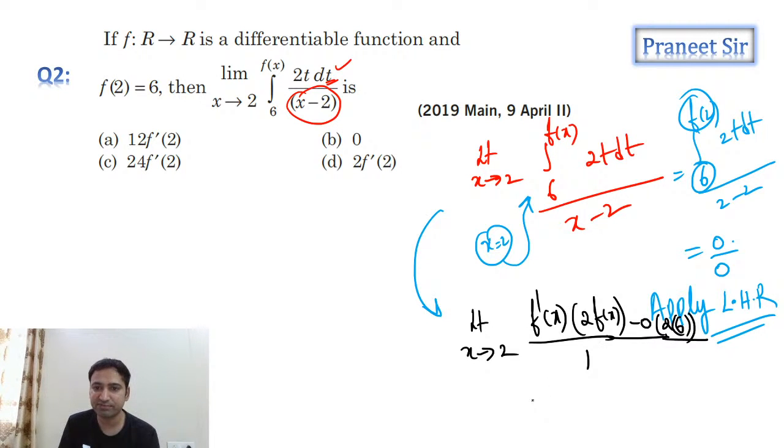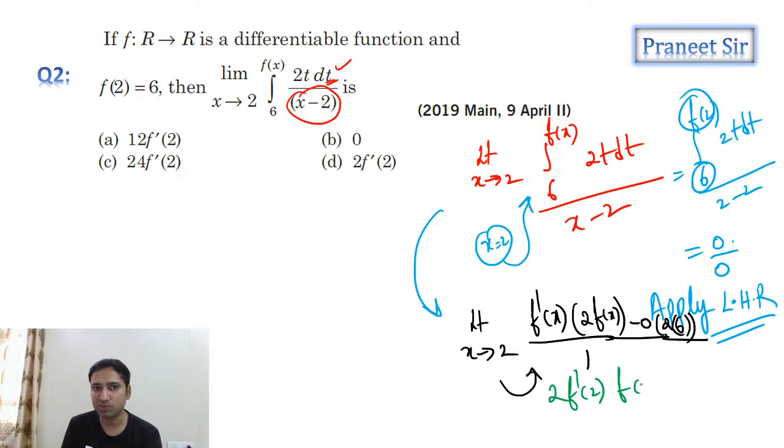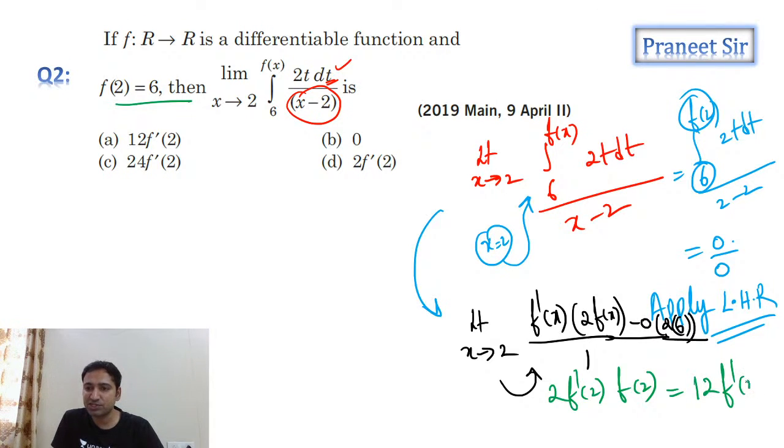So if you simplify this, finally what we get, apply the limit here, f dash 2 into 2 times f of 2, that's what we're getting. So f dash 2 he already gave, f of 2 he gave already. F of 2 is how much? 6. So 6 into 2, which is 12. 12 into f dash 2, that's what we're getting. 12 into f dash 2. Clear now? Understood, guys?